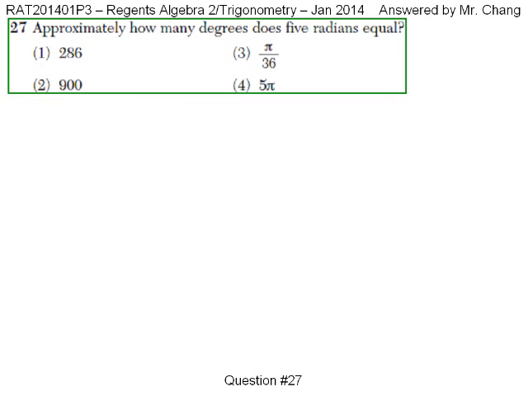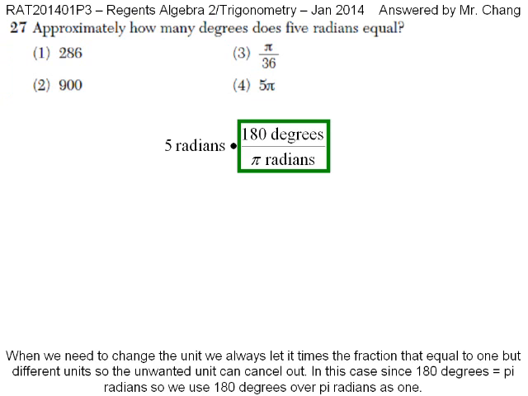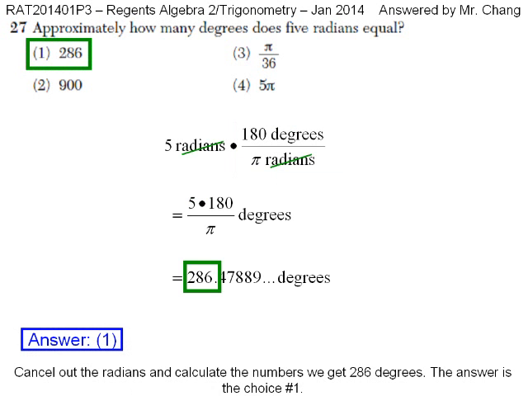Question number 27. When we need to change the unit, we always multiply by a fraction that equals 1 but has different units, so the unwanted unit can cancel out. In this case, since 180 degrees equals pi radians, we use 180 degrees over pi radians as 1. Cancel out the radians and calculate the numbers. We get 286 degrees. The answer is choice number 1.